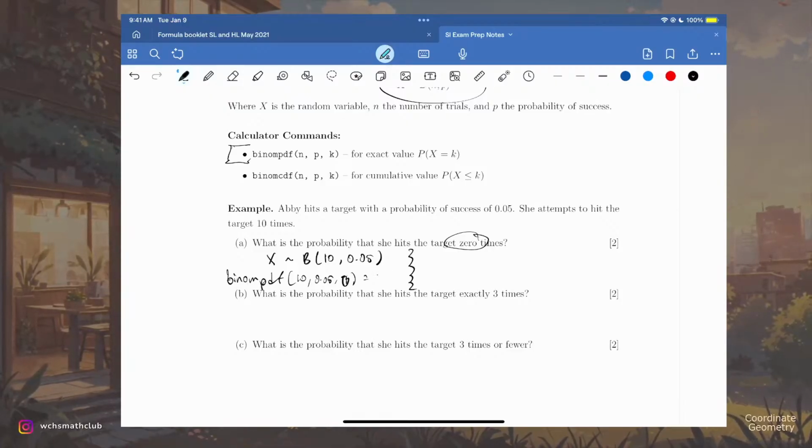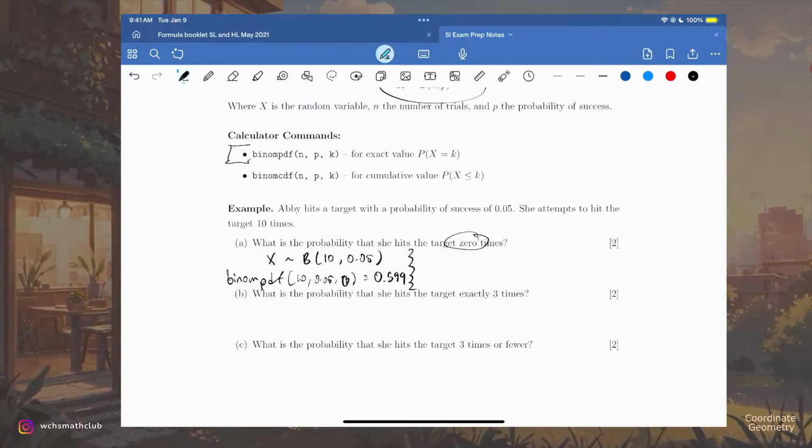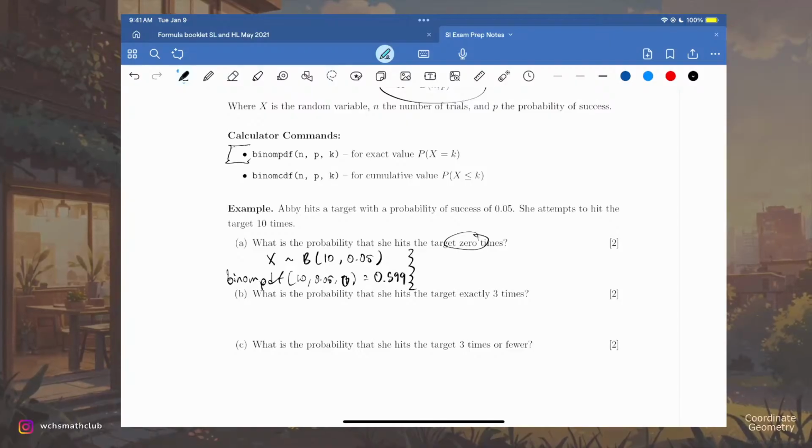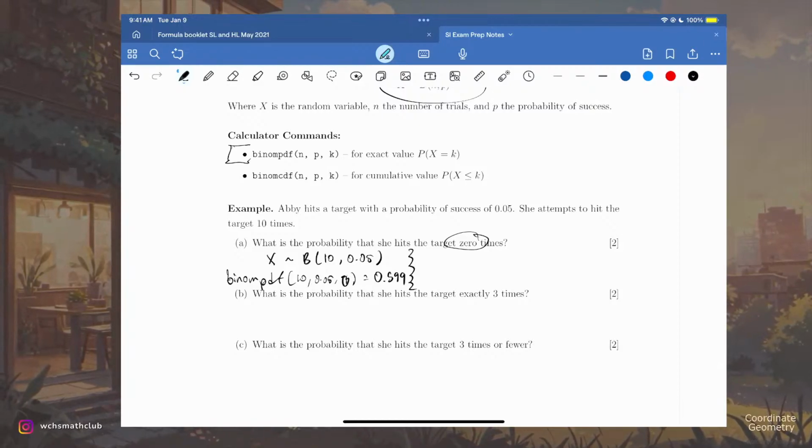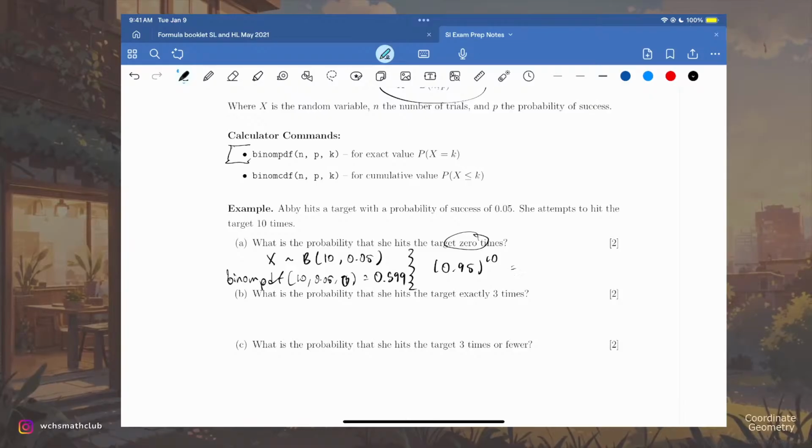Now, usually you would write this in terms of 3 significant digits, so this would be 0.599. Great. And if you forgot to use your calculator, you can just think about this mathematically. If she hits the target 0 times, that means she fails 10 times. So that's pretty horrible. You just do 0.95 raised to the power of 10. You also get 0.599.